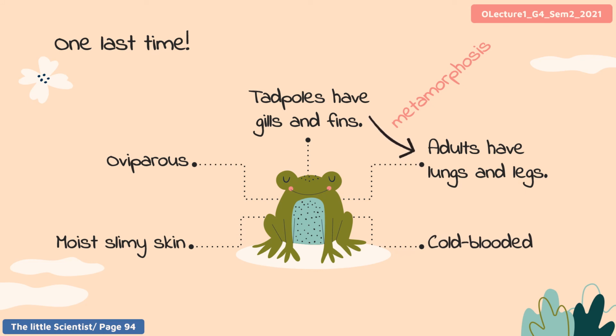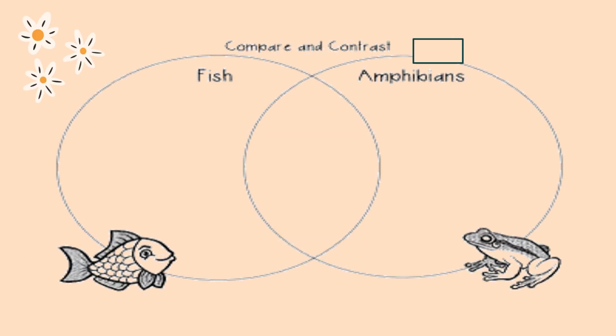Amphibians are cold-blooded. This means they do not have a fixed body temperature. Before I say bye, let's compare and contrast fish with adult amphibians. I will start with the similarities.